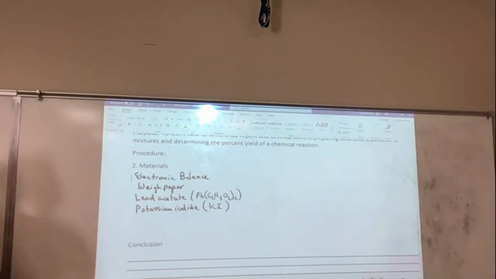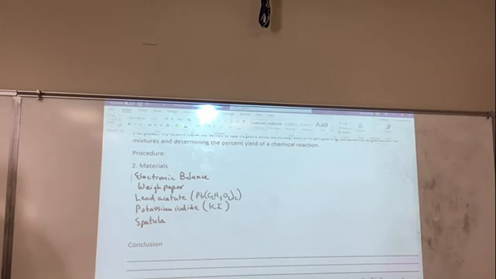Okay, what else did we use to make the first solution? We needed a spatula. Forgot about that. Thank you. What else? For the lead acetate, we did the volumetric flask. Okay, we used the volumetric flask.